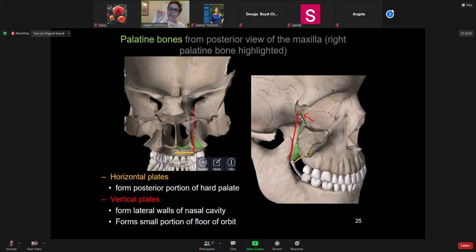It has a tiny little piece at the tip of that vertical plate that ends up in the orbit of the eye. The zygoma is missing here. I took it off so you could see more of this bone in the skull. So this is your vertical plate, indicated by the red line going vertically in the head. And here is the horizontal plate indicated in yellow, horizontal in position. So it forms this big L in the back of your nose and palate.